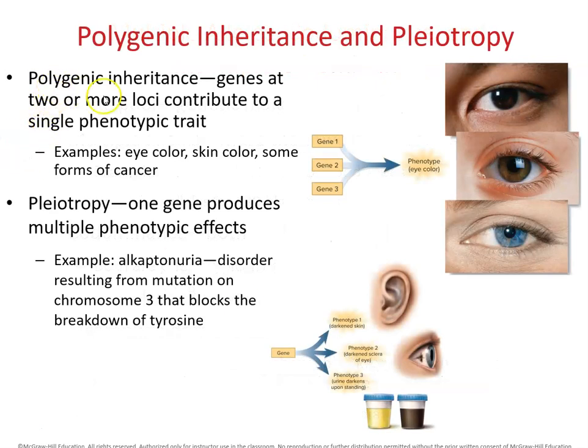We have polygenic inheritance, where multiple genes, in this case 3 genes, work together to impact eye color. Or we can have pleiotropy, where 1 gene can have different forms that result in different symptoms. So in this case, the disease alkaptonuria can show up in patients in 3 different ways, depending on what specific change in the allele takes place.